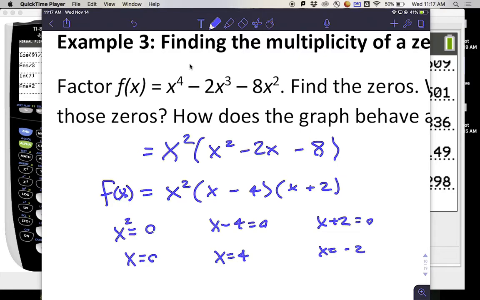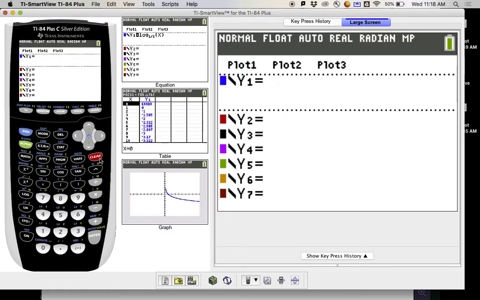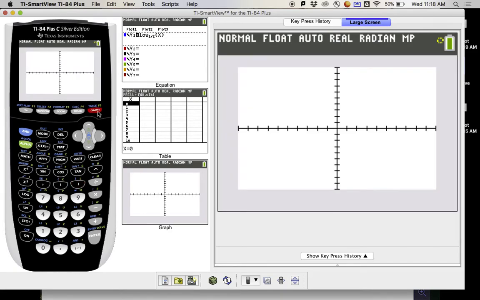And then what we're going to do here is describe what multiplicity is by using a graphing calculator. So I'm going to type this exact equation in. I'm going to type it in factored form, but you can type in the original as well. They're technically the same. So whatever you have going on there, you can clear it out. So we have x squared, and then parentheses x minus 4, and then parentheses x plus 2. And then we're going to graph.